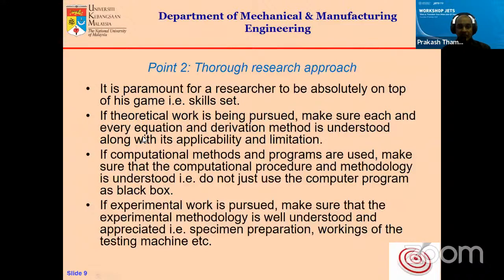So these are examples of how you need to be thorough in different aspects. For example, if you're looking at a theoretical aspect, you should know how the equations are derived. If you're looking at a computational method, you need to know the computational procedure, how the equations form. And if you're working in experiments, also how much care you took when preparing the sample. Did you do enough samples, how many different samples did you do? Is it statistically relevant?